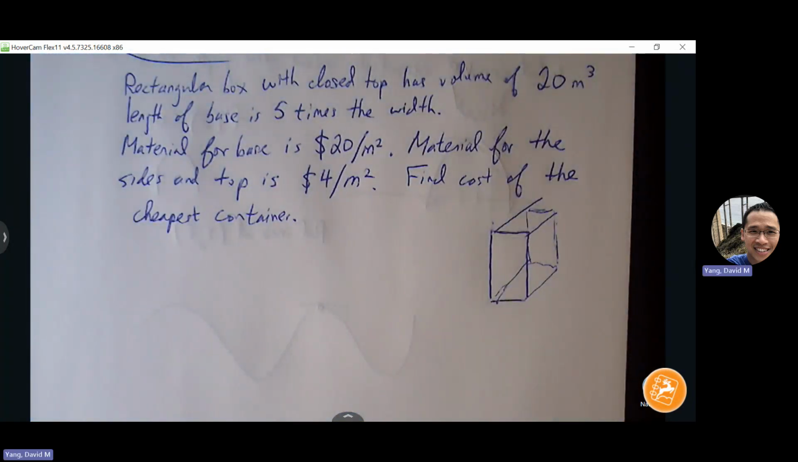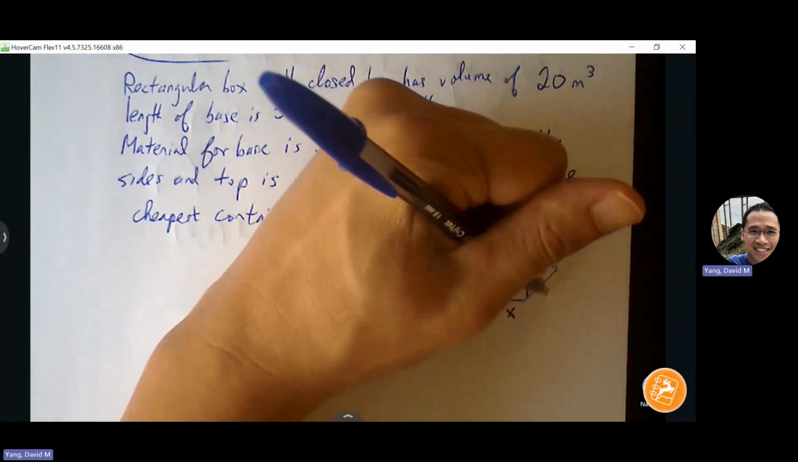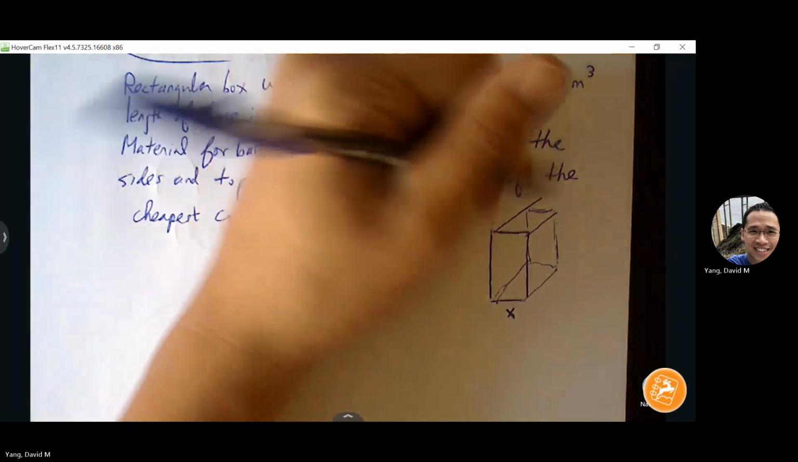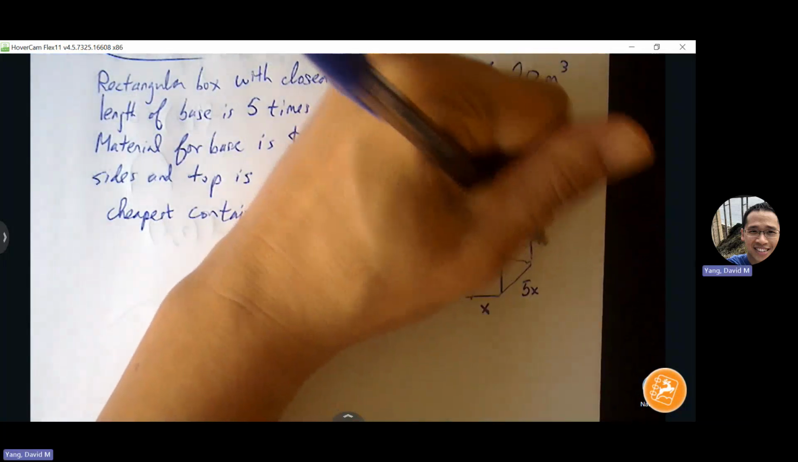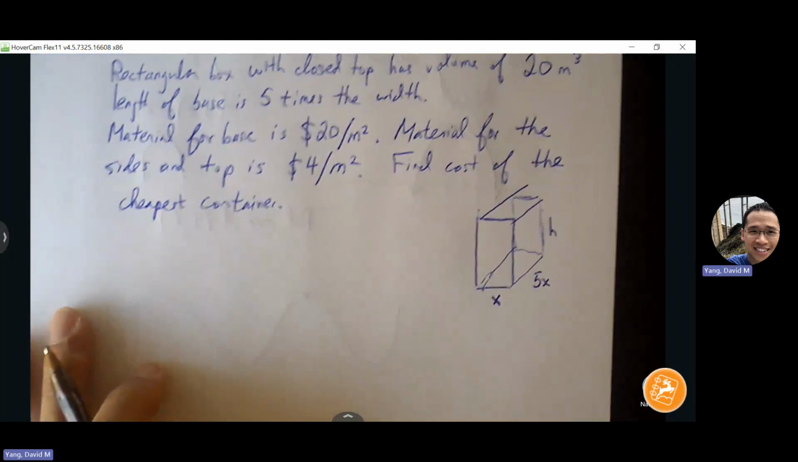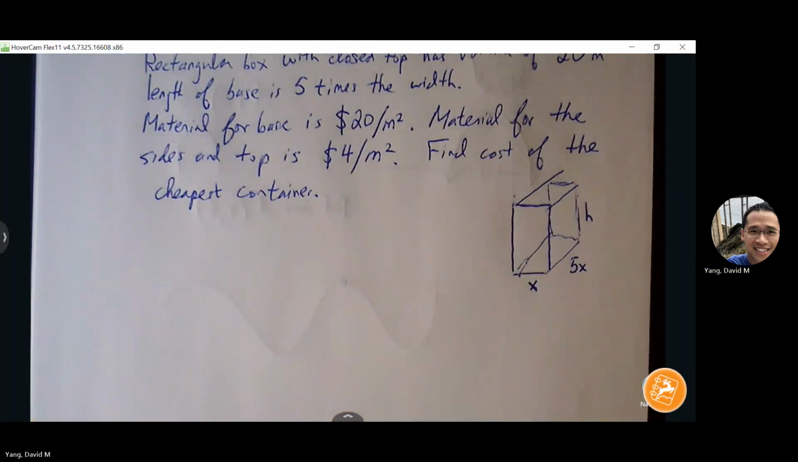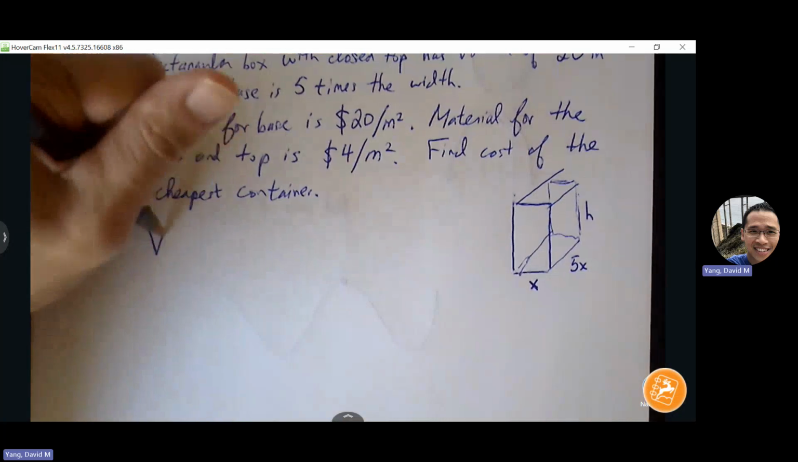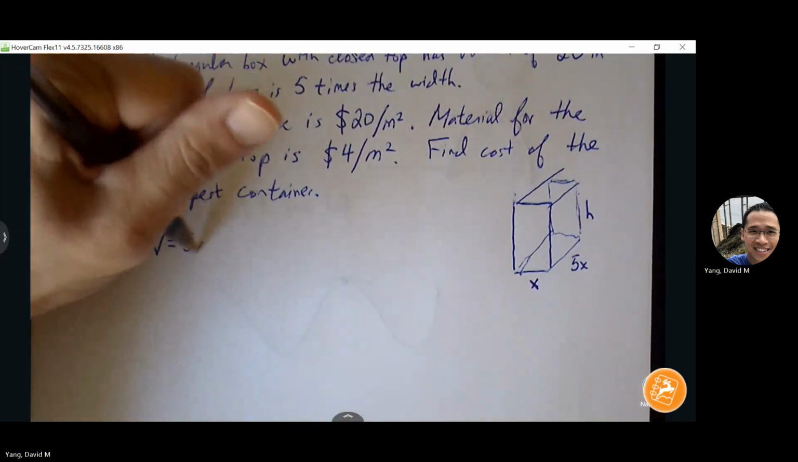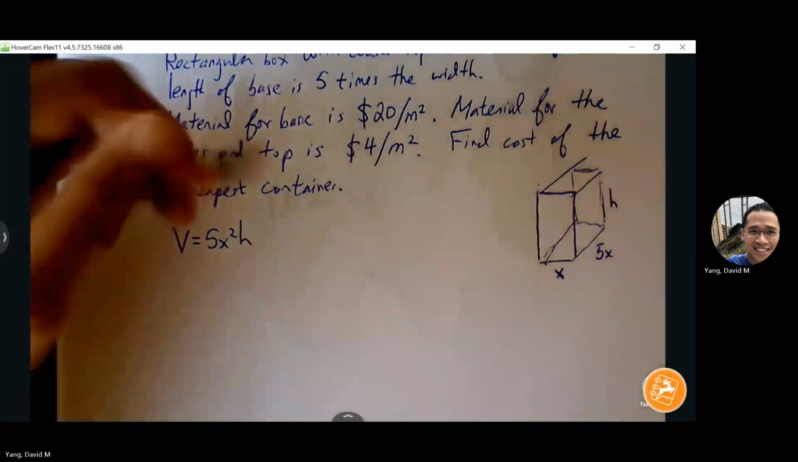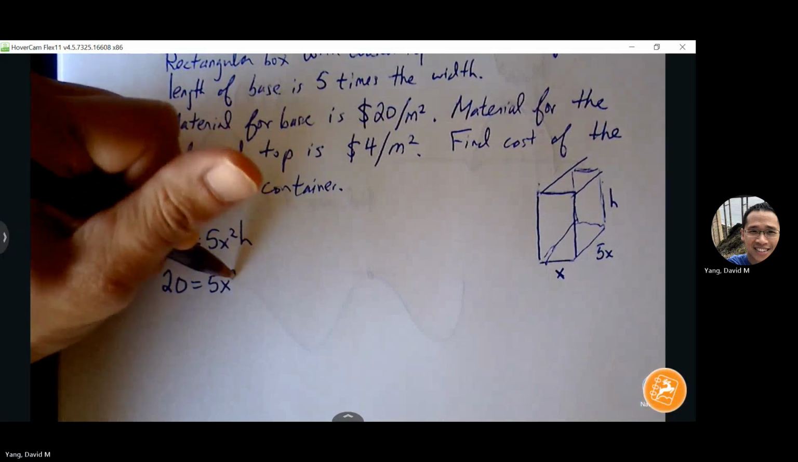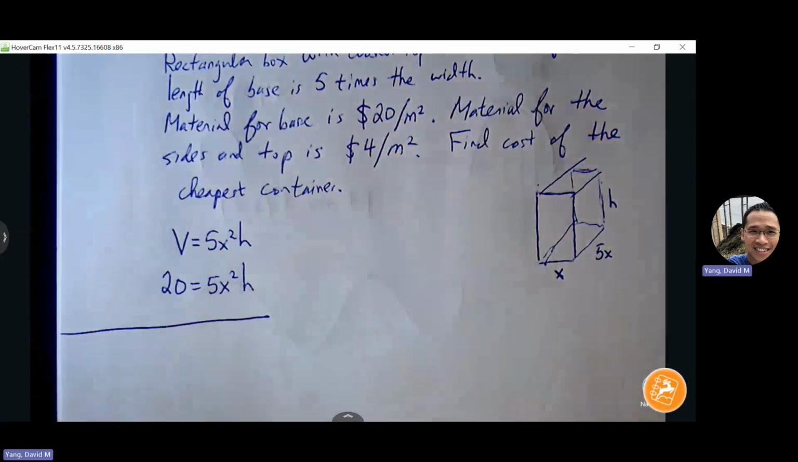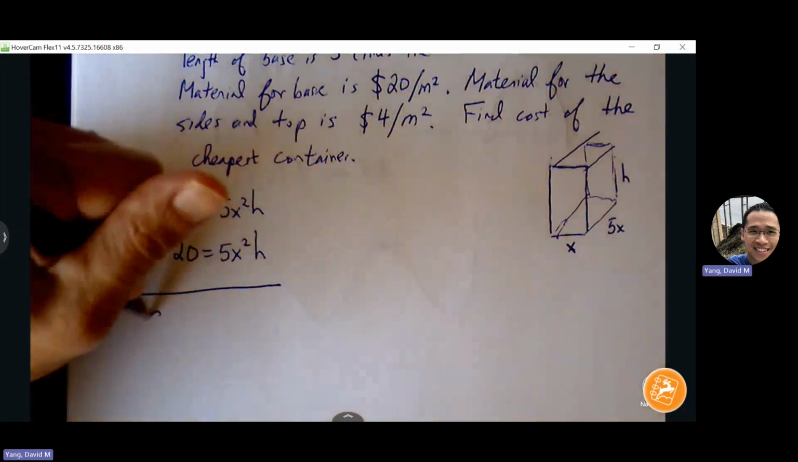You know the volume is going to be your supporting equation. So I know that the length of the base is 5 times the width, so I can call one side x and the other side 5x. And then my height is unrelated to the base, so, okay. Volume. We can come back to that. Now we can build our surface area equation.